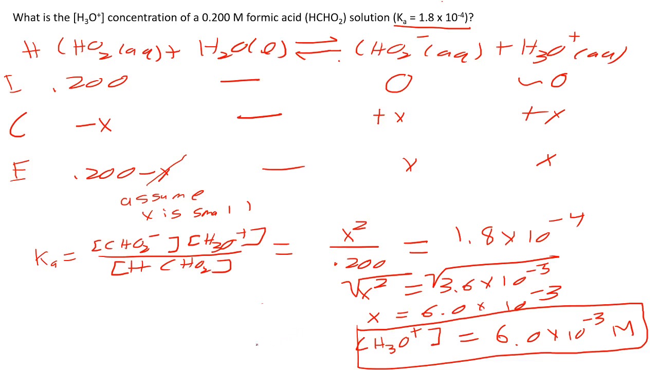Well, let's see. Actually, would it be 0.2? 0.200 minus 6 times 10 to the minus 3. That would actually be 0.194 molar. So in that case, we are okay in the sense that it is less than 5%, so X doesn't change a whole lot, but it does make a small change to it.